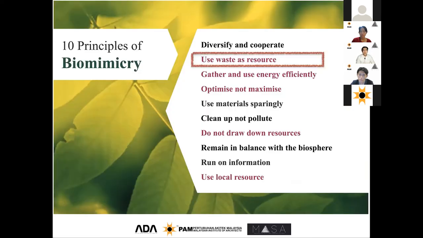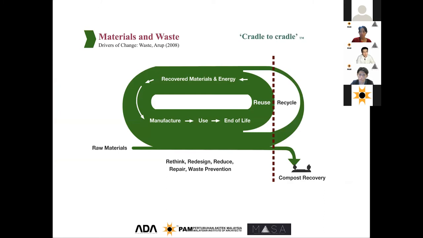And the second one is use waste as a resource. Waste as a resource is what we call cradle to cradle. We recycle the materials. In nature, you never see any waste. Do you ever see a monkey produce trash and throw it in the jungle and make the jungle very unpleasant? No. In jungles or forests, in nature, they never have waste. All the waste will turn into resources, will turn into something else. So this is what we learn from nature, cradle to cradle: from the raw materials, when you manufacture, you make it into something else. At the end of its life, you have to reuse it or recycle it, or we compost it to recover the land. This is all we learn from nature.